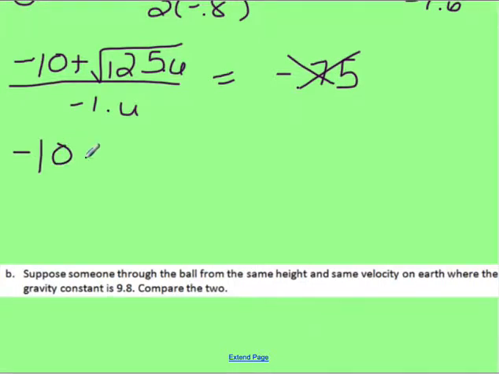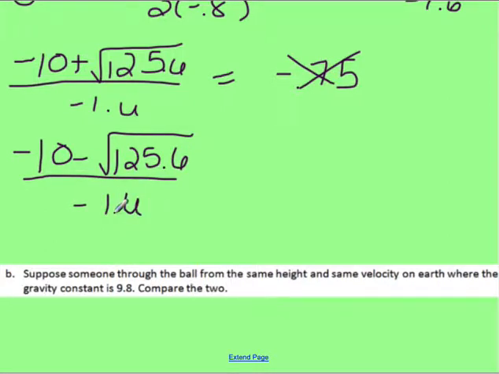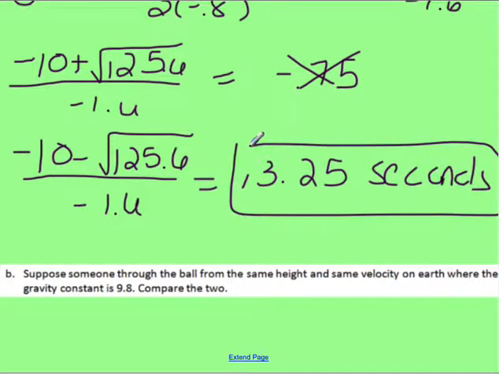So I'm going to do negative 10 minus the square root of 125.6. Again, hit enter on my calculator and then divide that by a negative 1.6. Now when I do that, I get 13.25, and then we're going to call that seconds. So that right there is my final answer for if I were to launch it on the moon, how long it would take to come back down.